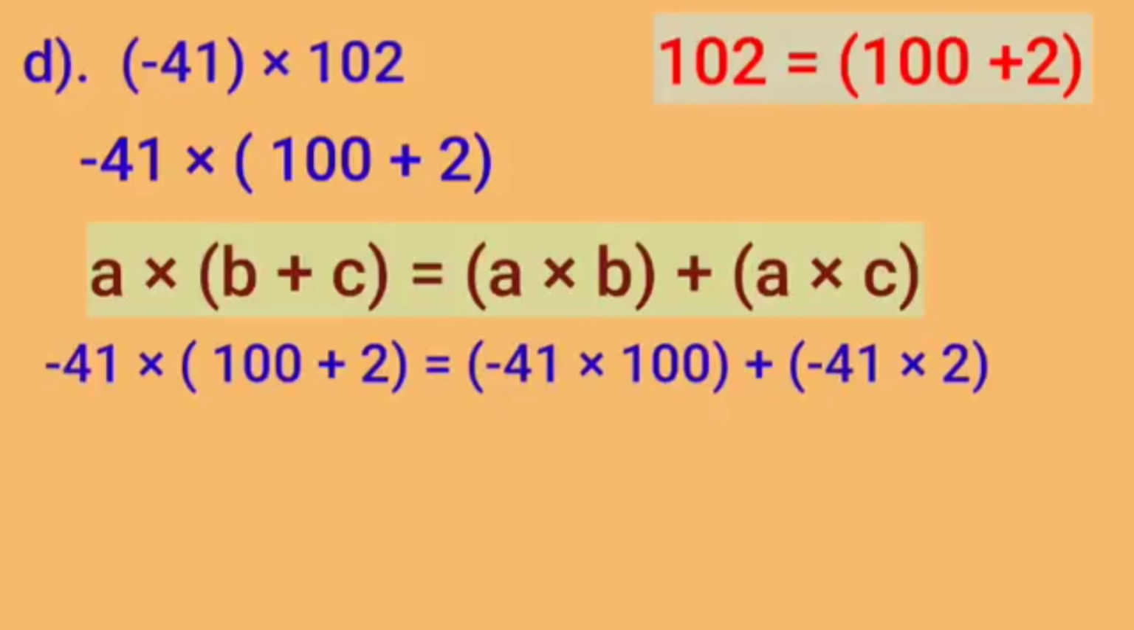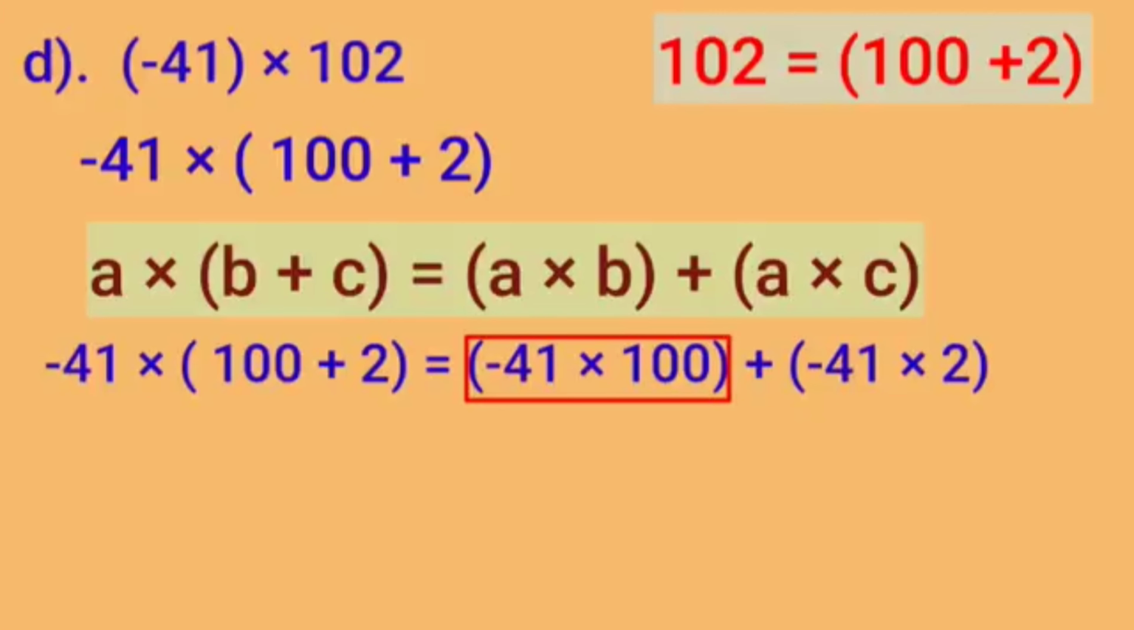Here, to make our multiplication easier, follow the right hand side of the formula and continue. In the right hand side, A into B plus A into C. Here A is equal to minus 41, B is equal to 100 and C is equal to 2. So minus 41 multiplied by 100 plus minus 41 multiplied by 2.